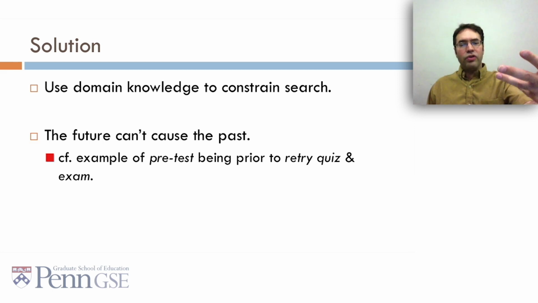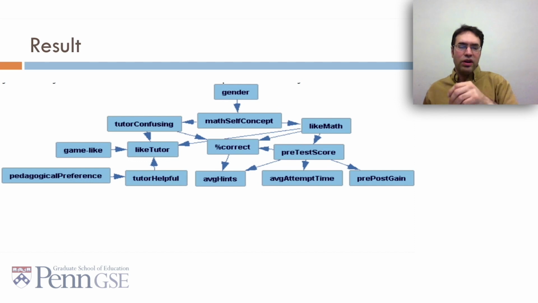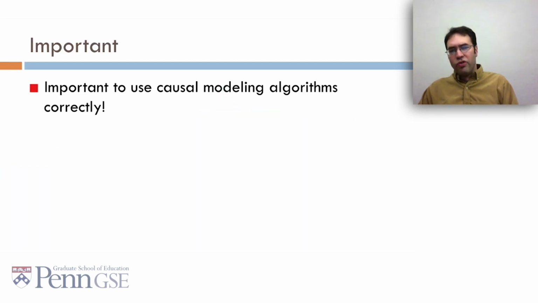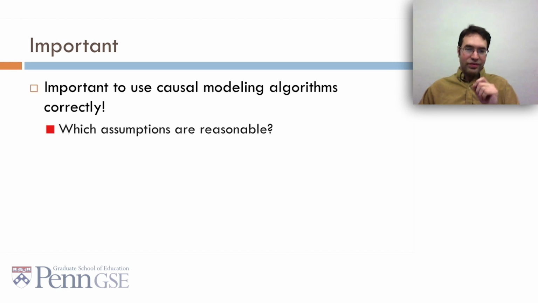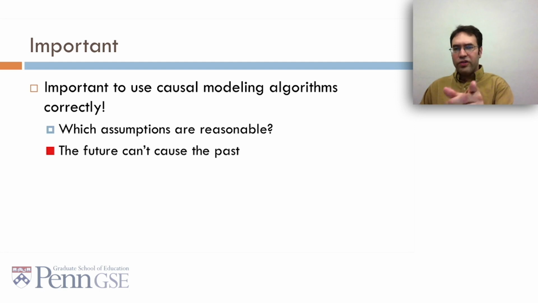And this is similar to pretest being prior to retry quiz and exam. The corrected model, when set up correctly, actually had a much more reasonable pattern. Gender caused attitudes, which caused performance in the tutor, which in turn caused other performance in the tutor, and post-test scores. So it's important to use causal modeling algorithms correctly. If you don't, you can come up with some really silly stuff. Which assumptions are reasonable? For example, the future can't cause the past, except in movies.